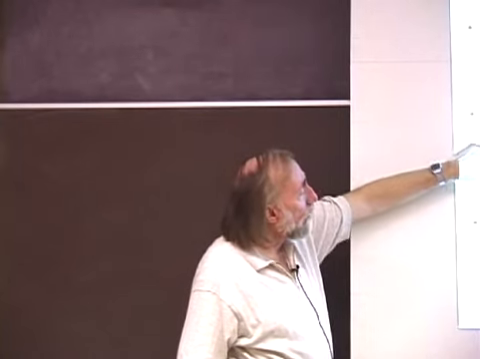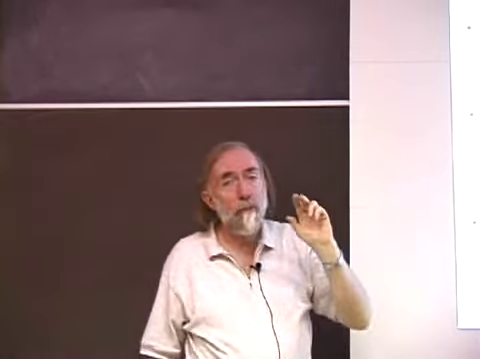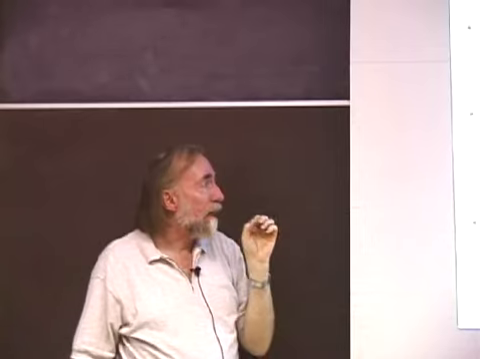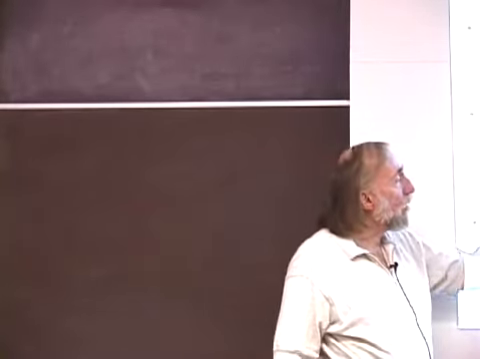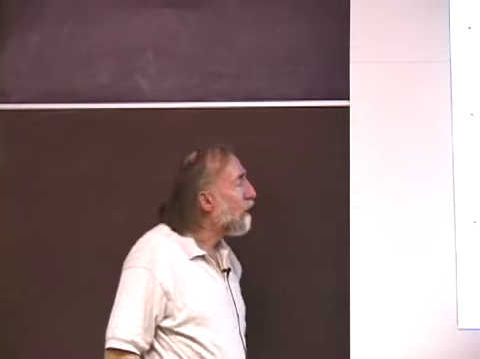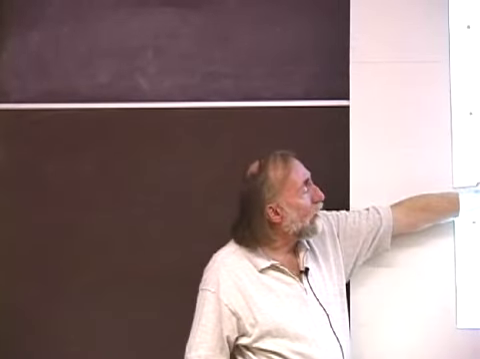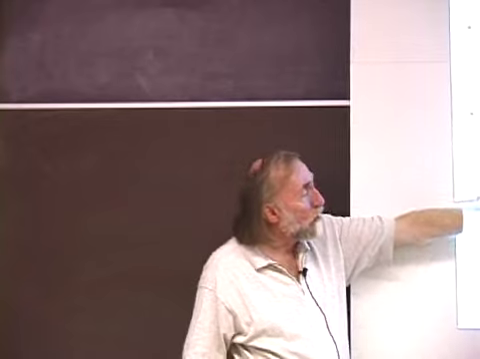In particular, LISA, in fact, turns out to be at just the right frequency band to detect gravitational waves from the electroweak phase transition, which would have occurred, according to conventional theory, when the universe is about 10 to the minus 15 seconds old.